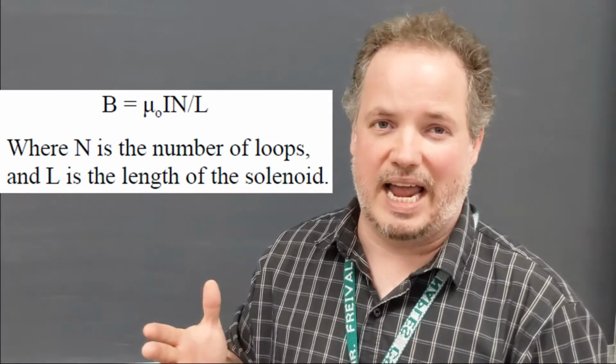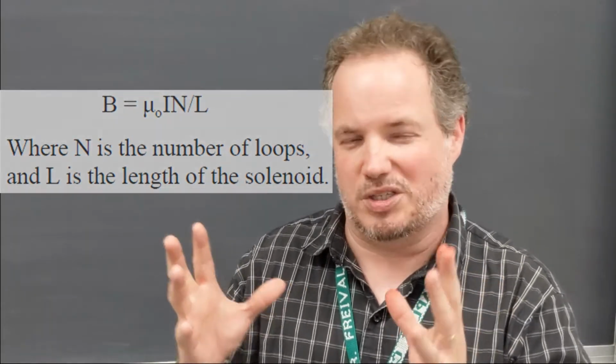So number per length is usually easier to use. It's like the loop density rather than the raw number of either one, because you can make a short electromagnet or a long electromagnet, but if it's got the same number of loops per length, then those are going to be the same strength. But follow that right-hand rule and you'll know which way is the North Pole, which way is the South Pole.